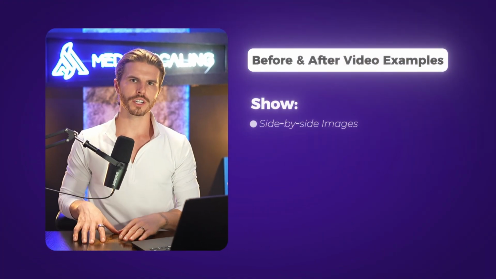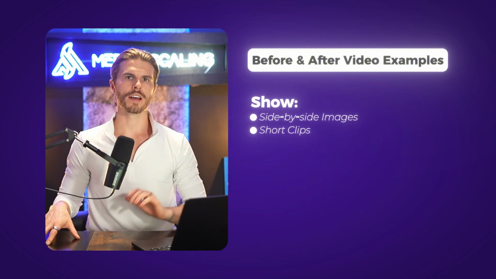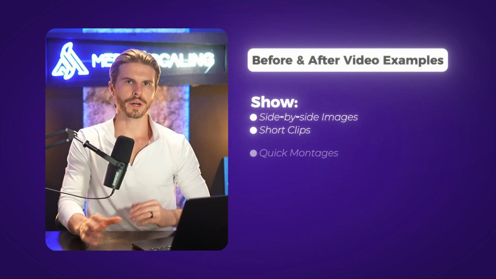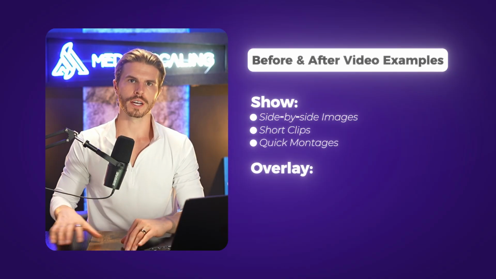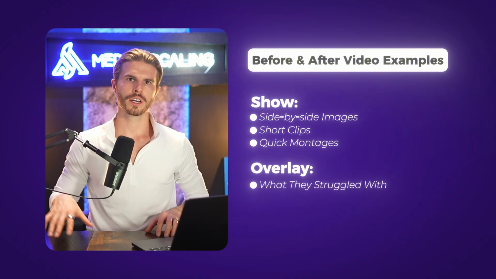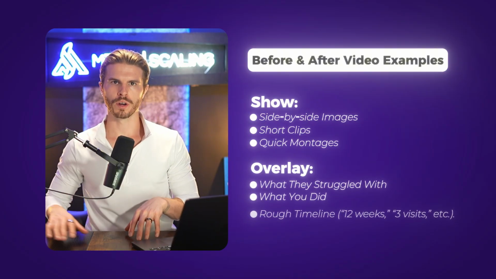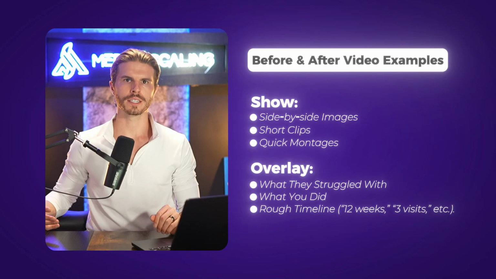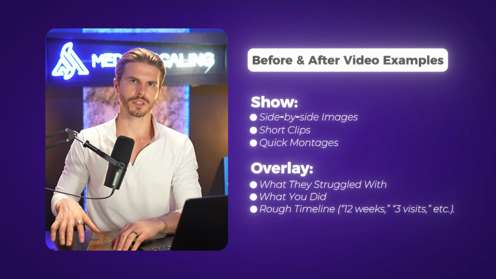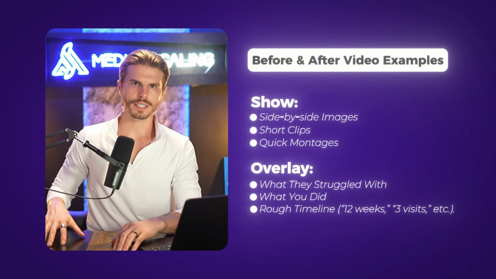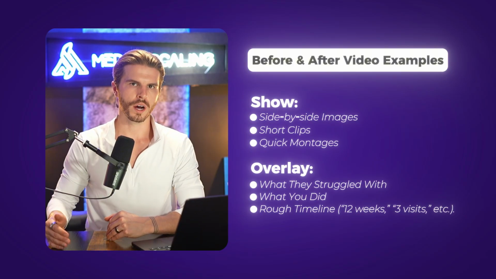So this is your money content. You show side-by-side images, or you can do short clips that wipe from before to after. You could do quick montages. There are editing templates for doing this as well. If you want, you can even overlay text talking about what they struggled with, what you did, the rough timeline, whether it's like 12 weeks or 3 visits. And these pieces build insane trust and conversions for you. This is your sales-driven content. So this content is not what's going to go viral, but it's what is going to make you a lot of money. Okay, so that's the full content strategy that I'd map out.